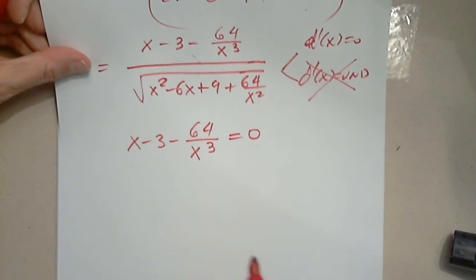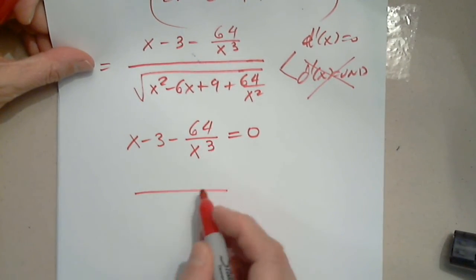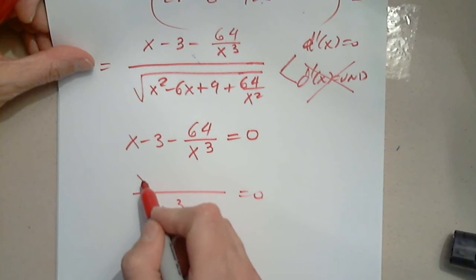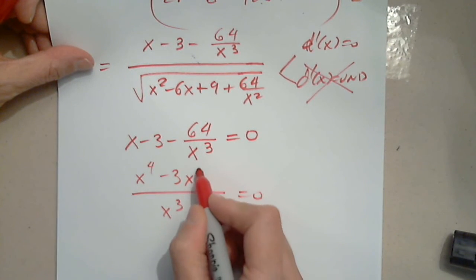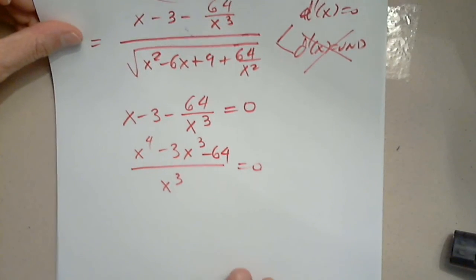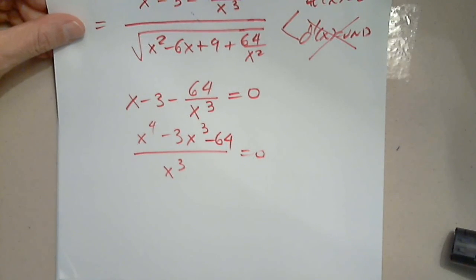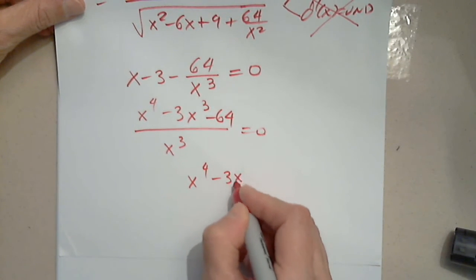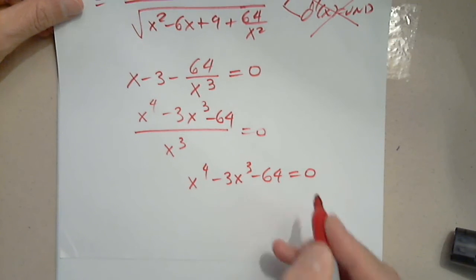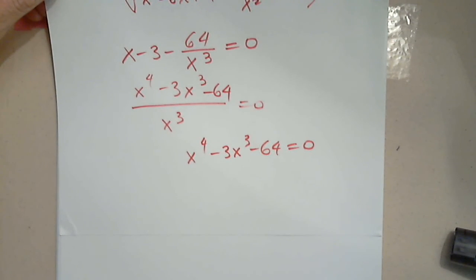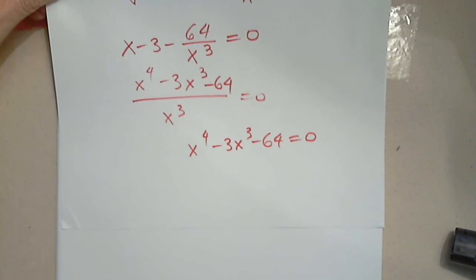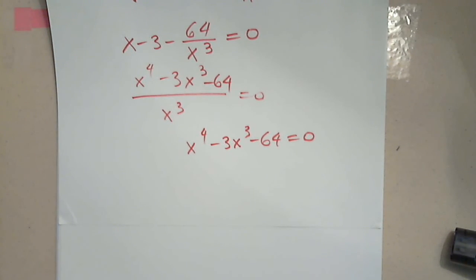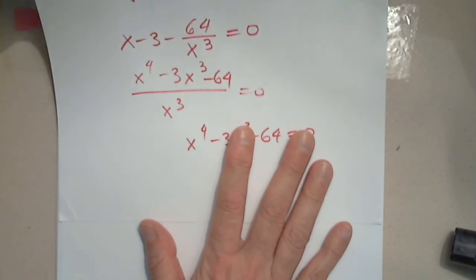We'll find the least common denominator, which is x cubed. And we have x to the 4th minus 3x cubed minus 64. Again, a fraction is 0 only when the numerator is 0. And now let's see what we get. When we try to solve this equation, we don't really have a tool.